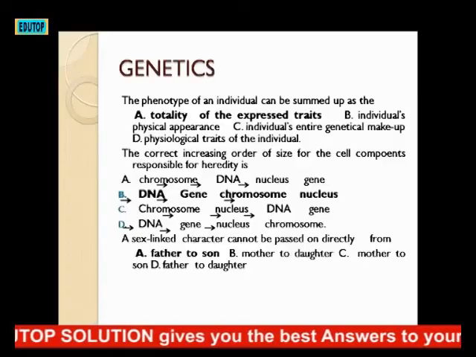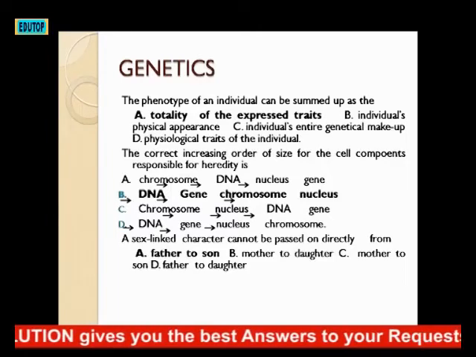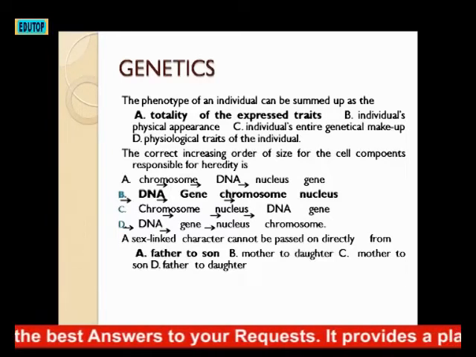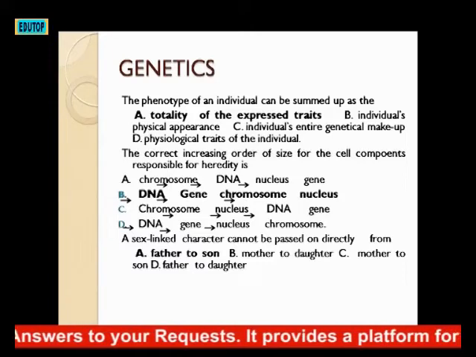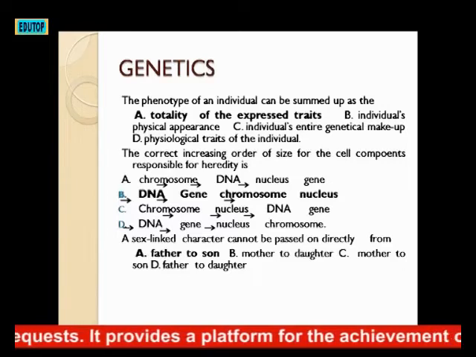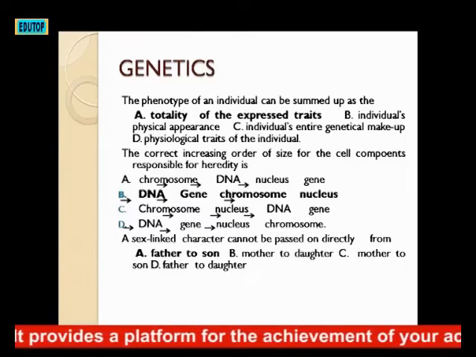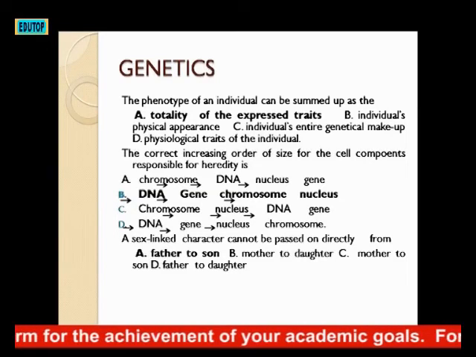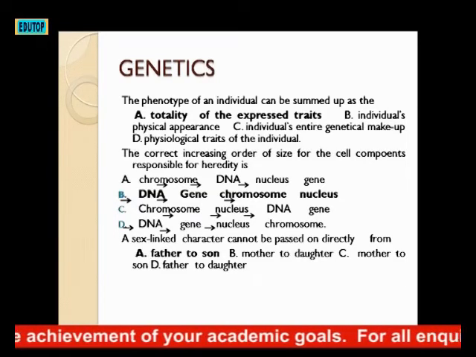The first question we'll be considering here says the phenotype of an individual can be summed up as what? A. Totality of the expressed traits. B. The individual's physical appearance. C. The individual's entire genetic makeup. D. Physiological traits of the individual.